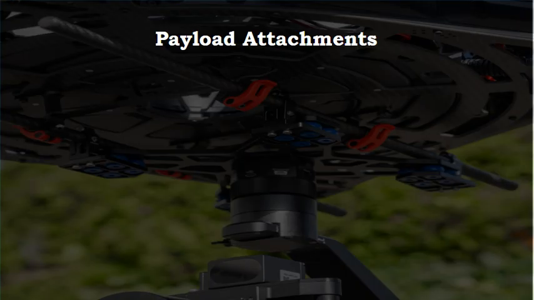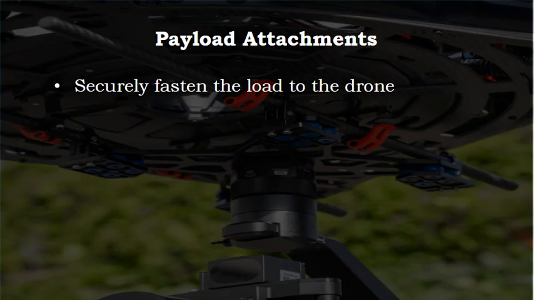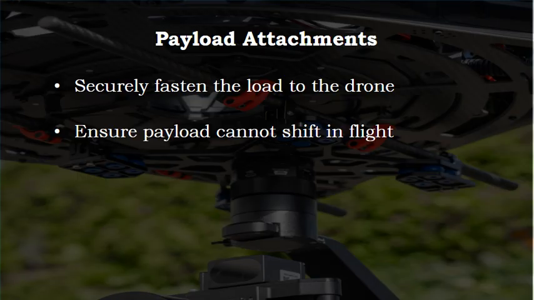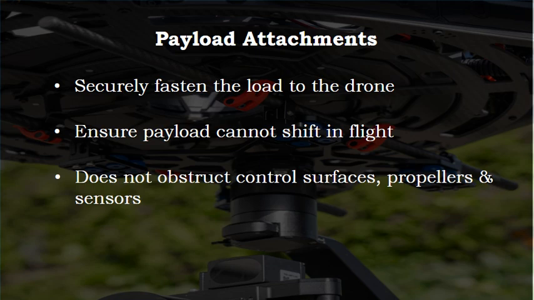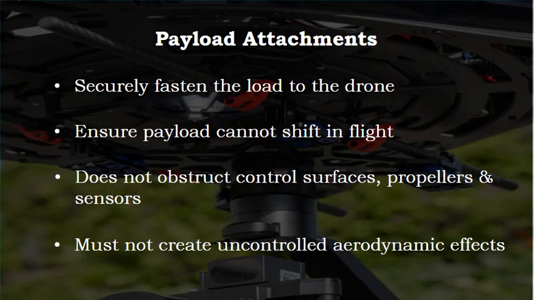How should payloads be attached? Correct attachments can include securely fastening the load to the drone. It may be beneficial to consult the manufacturer's user manual for recommendations. Ensuring the payload cannot shift in flight. Pre-flight inspections must be done to verify the payload is secure. Making sure the payload does not obstruct control surfaces, propellers, or sensors. Obstructions to key operational components will lead to issues during takeoff or while in flight, and the payload must not create uncontrolled aerodynamic effects. This is especially important if there will be a lot of course adjustments during flight because the gravity effects will be impacted by the increased weight.